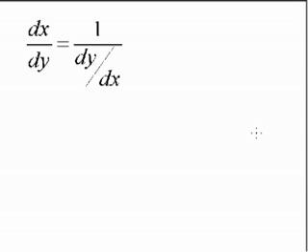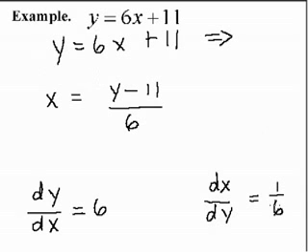The derivative dy dx is not a fraction. It is a quotient of differentials, and thinking of it that way, we can also write that dx dy is just 1 over dy dx, providing of course that the derivatives exist and that the denominators are not 0. So we can actually write that the derivative of x with respect to y is just 1 over the derivative of y with respect to x. So if we know y is a function of x, we can find dx dy by just finding dy dx and taking the reciprocal.